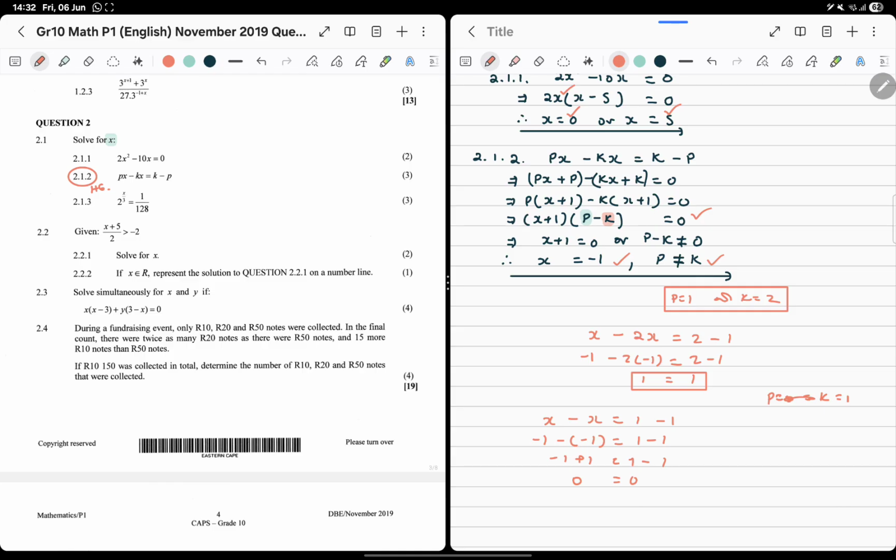Anyway, guys, when we substitute, this seems to work. But we cannot have a factor that is 0 for a particular expression, right? It's dangerous. Because this cannot be equal to 0 as a whole, right? I mean, p minus k must not be equal to 0, because if that thing is equal to 0, then we will have a problem of not being able to solve for x.